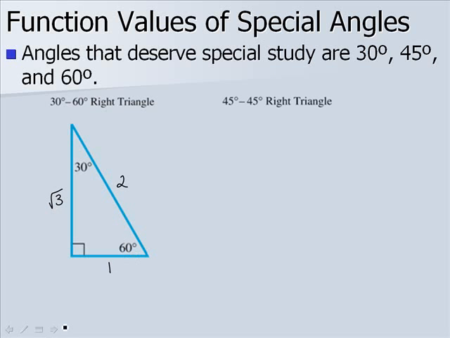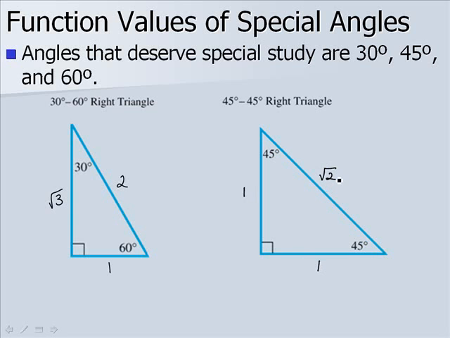Now let's look at a 45-45 right triangle. Since it's 45-45, this is an isosceles triangle, so these sides are the same, and we'll label them as 1. And then the hypotenuse would be the square root of 2.